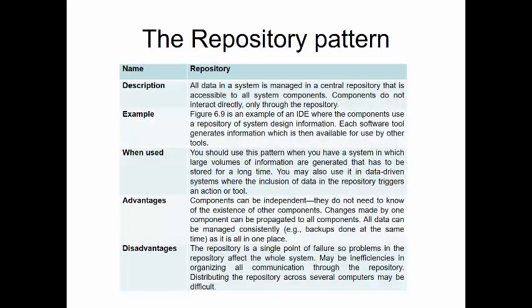Another common design pattern is the repository. All data is managed in a central repository that's accessible to all the different system components. They don't interact directly, they only act through the repository. So this pattern is useful when you have a system with large volumes of information that's generated and stored for a long time. You can also use it in data-driven systems where the inclusion of data in the repository triggers an action or tool. It's good because components can be independent.